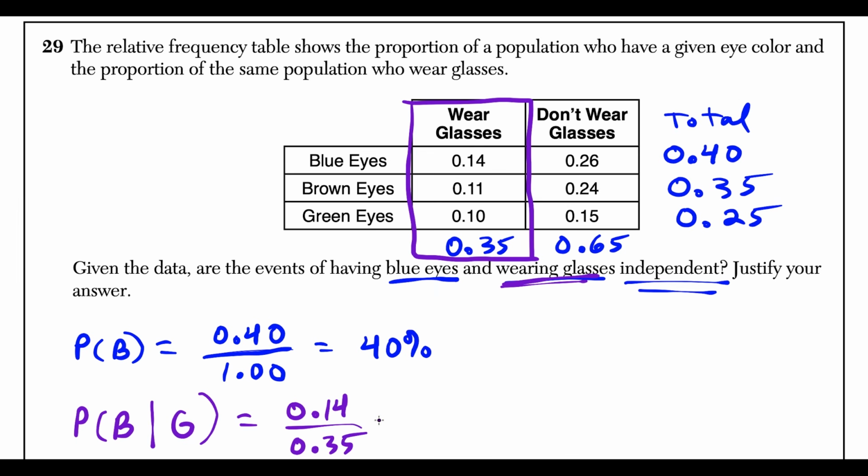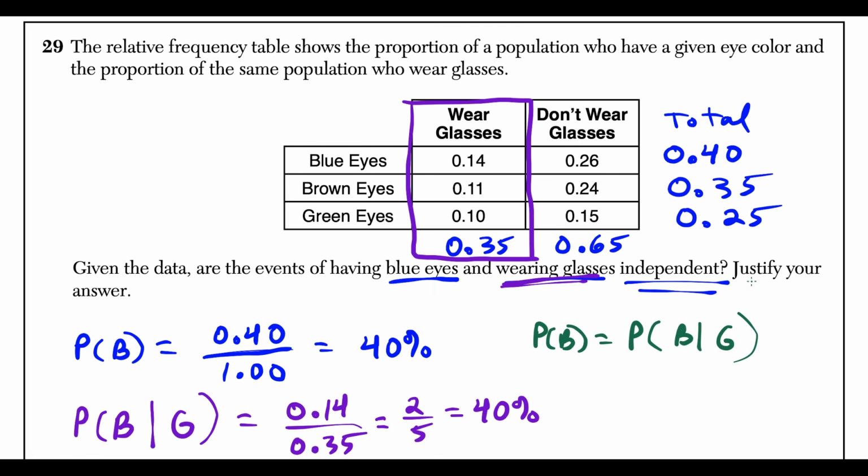And if we work this one out here, this reduces, I imagine dividing by 0.7 on top and bottom. And what this reduces to is 2/5, and 2/5 is the same thing as 40%. So notice what we have here. The probability of having blue eyes is equal to the probability of having blue eyes given that you wear glasses. So this tells us that these events are independent.